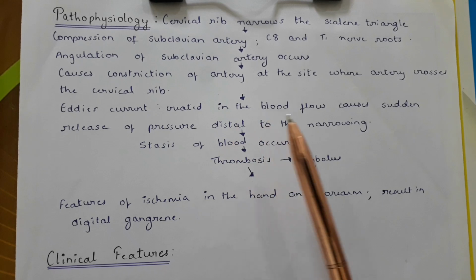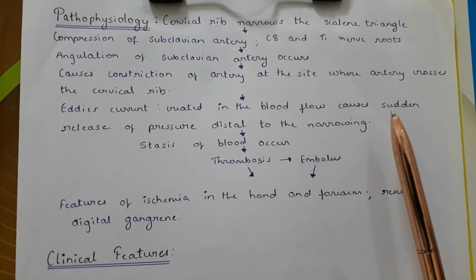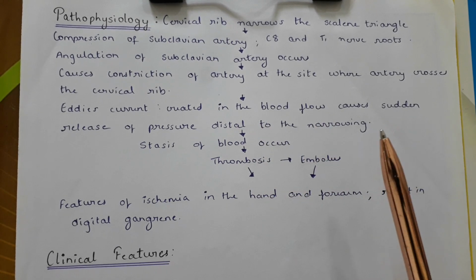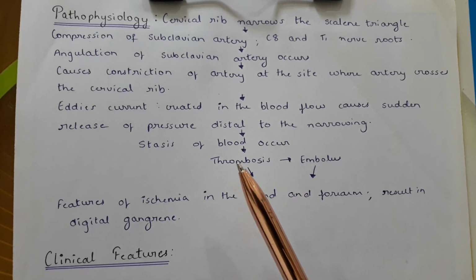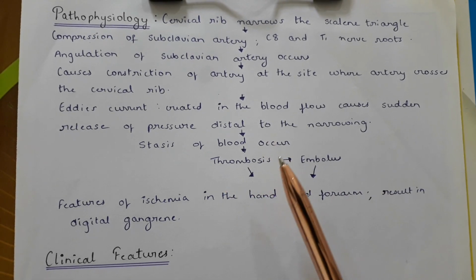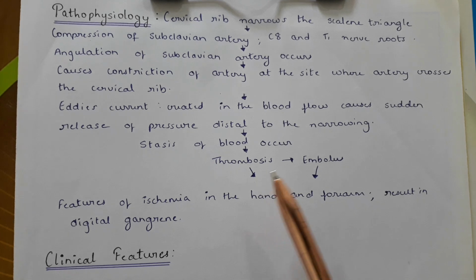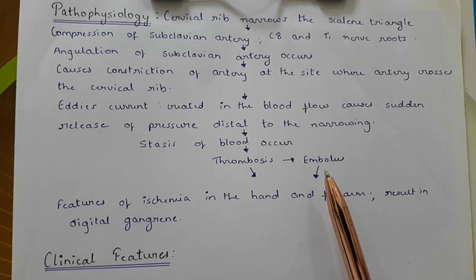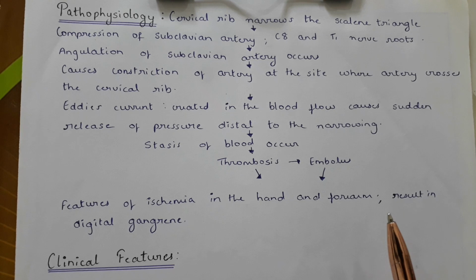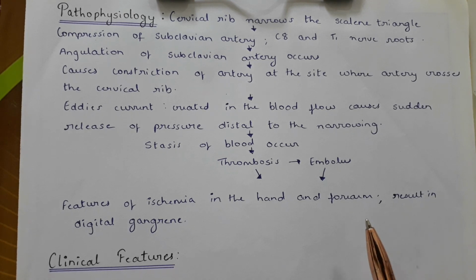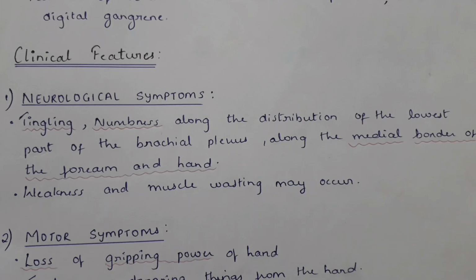Eddy currents created in the blood flow cause sudden release of pressure distal to the narrowing. Therefore, stasis of blood occurs, which results in thrombosis and further an embolus. The features of ischemia in the hand and forearm result in digital gangrene.